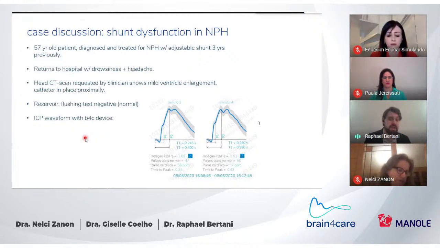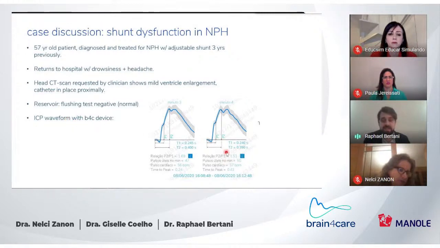The first clinician that saw him initially requested a head CT scan. It did show mild ventricular enlargement, but we already knew he had NPH, so it didn't give us very helpful insight. The catheter was in place, inside the brain, and it seemed to be working. The reservoir flushing test was normal. There didn't seem to be any abnormalities on that.